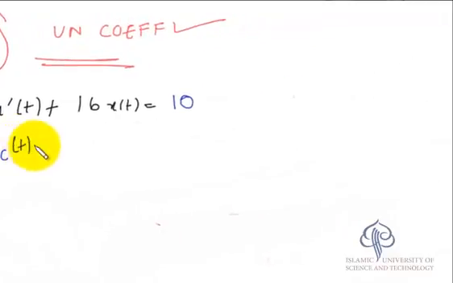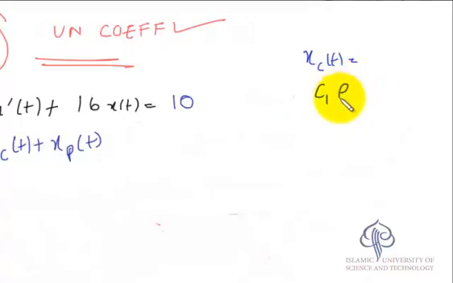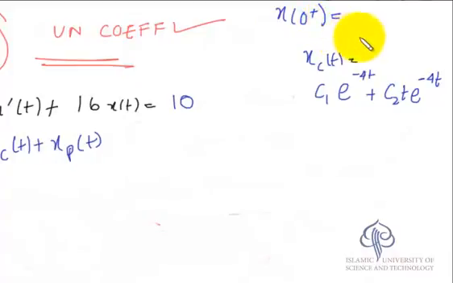again xc(t) plus xp(t). We already know xc(t). We have found it because we have found the solution of the homogeneous part. So it was c1 e to the power minus 4t plus c2 t e to the power minus 4t. Suppose the initial conditions are the same, so x(0+) is 1 and x'(0+) is minus 1. So the initial conditions remain the same.